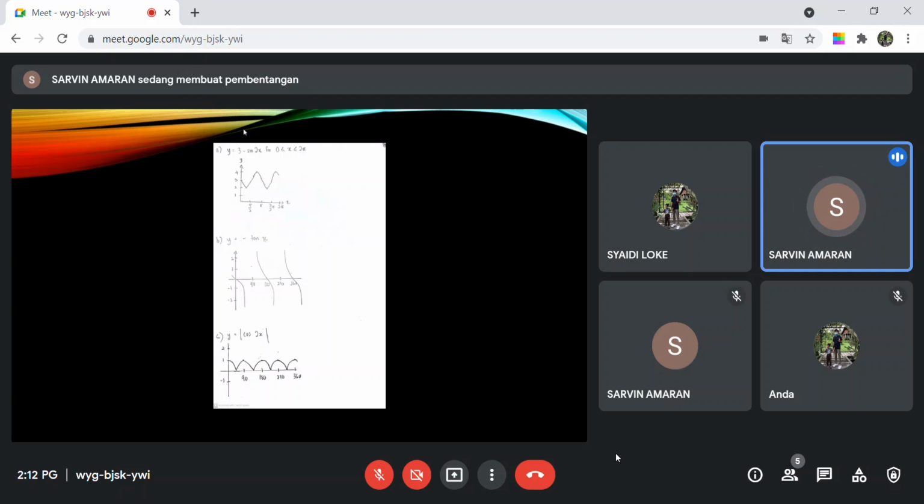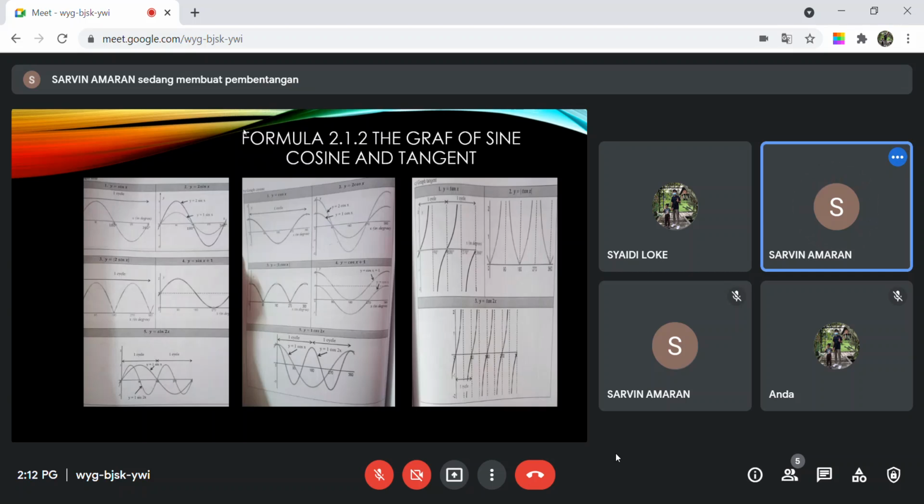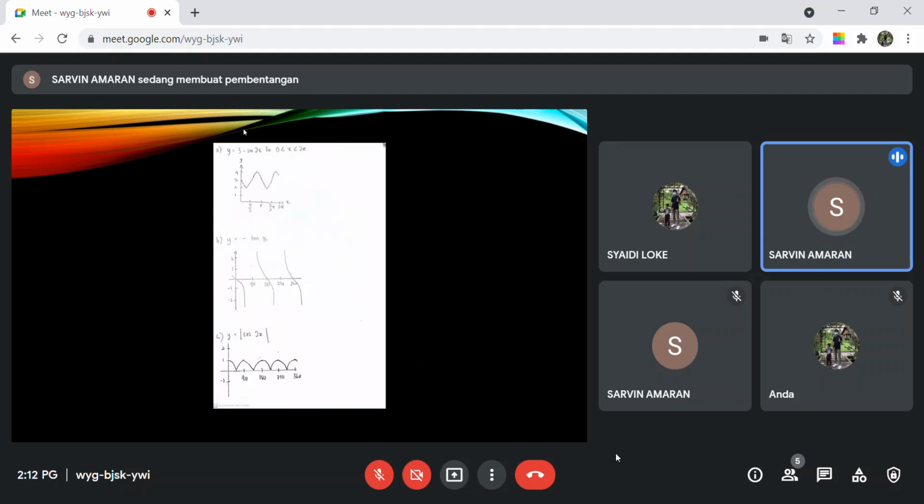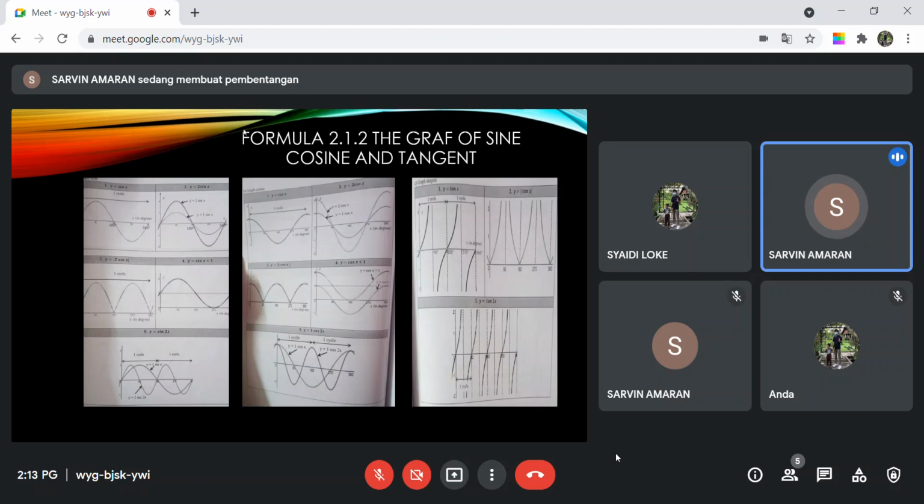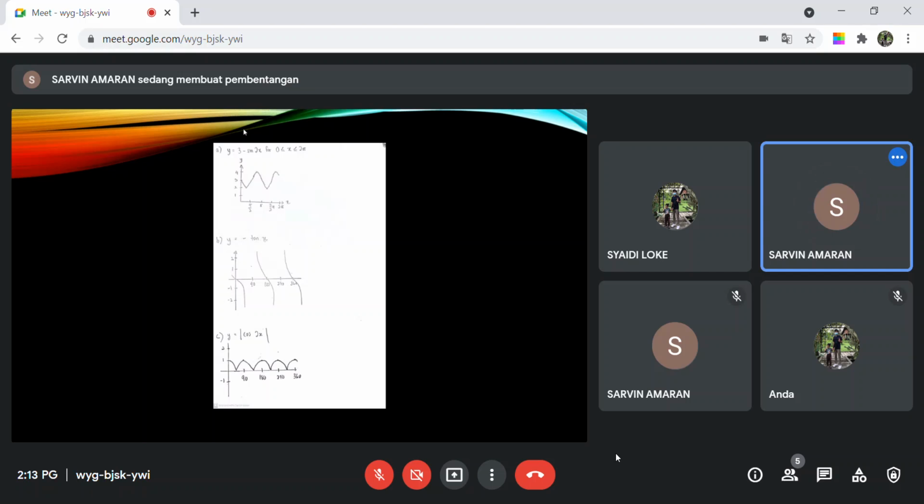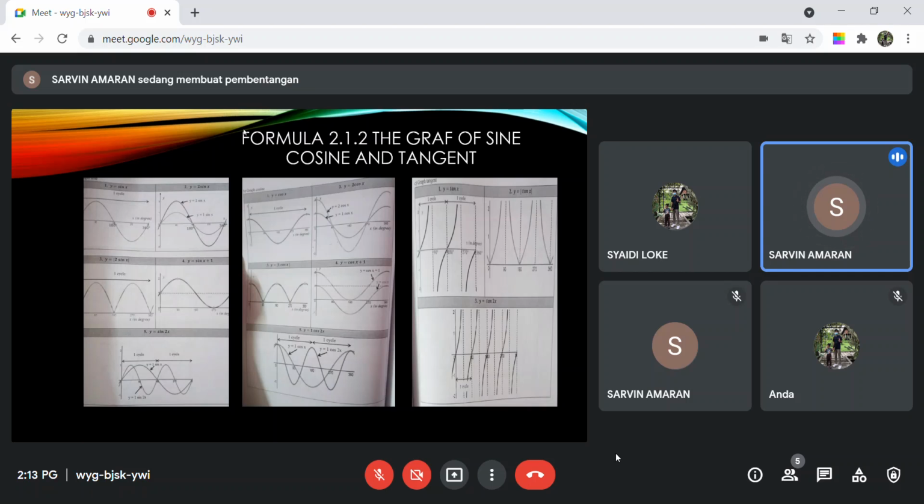Last but not least, question C, which is y equals cos 2x, as you can see. If you look properly, y equals 1 cos x, but the only difference is cos 2x. As you can see, it goes like a wave, but not the same as y equals sin x. It goes only up. That is why the wave is almost similar to y equals 1 cos x.